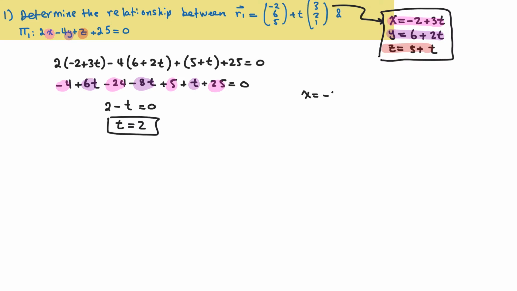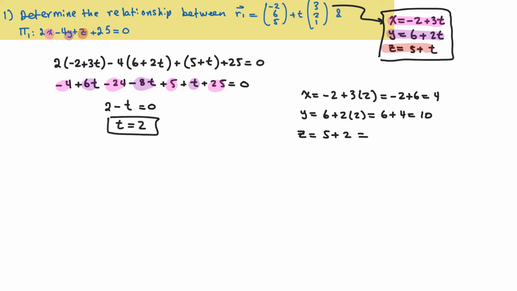So x is going to equal -2 plus 3 times t, which is 2. That's going to equal -2 plus 6, which is 4. For y, we are going to have 6 plus 2 times 2, which is 6 plus 4, which is 10. And for z, we are going to have 5 plus t, which is 2, which is going to equal 7. So therefore, they will intersect at the point with coordinates 4, 10, and 7.